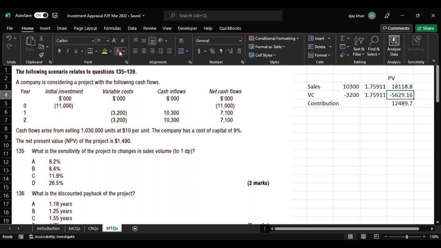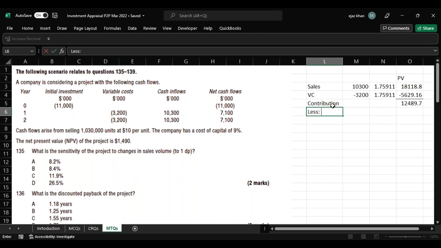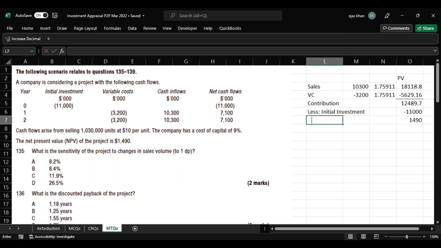We don't have any fixed cost, I guess. They have already given us the NPV as well, but I'm going through the whole process in case the question hasn't given us any NPV. So since we don't have any fixed cost, now we have to subtract the initial investment. That is 11,000. When we subtract 11,000, it's 1,489, exactly what they have told us the NPV to be, 1,490. Now, we have to find out the percentage change in the sales volume that will reduce the NPV to zero.